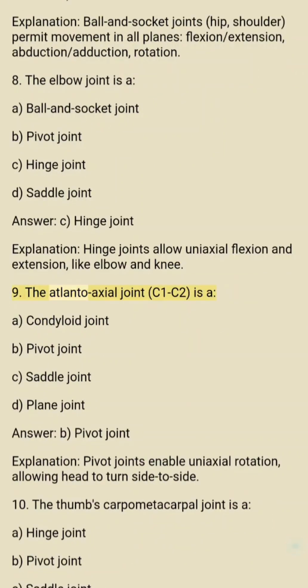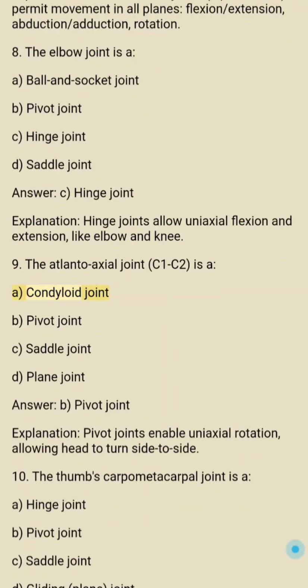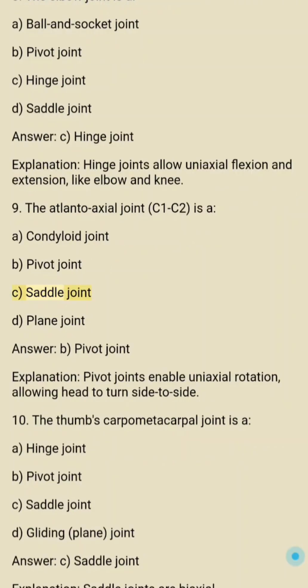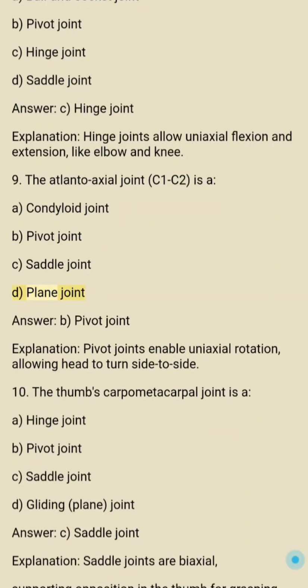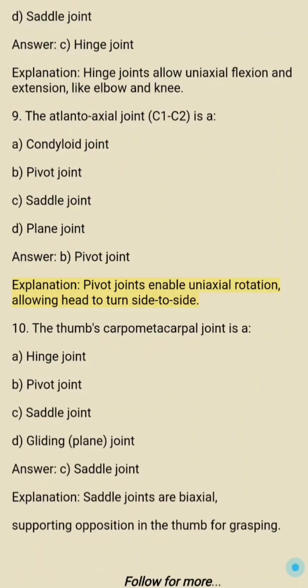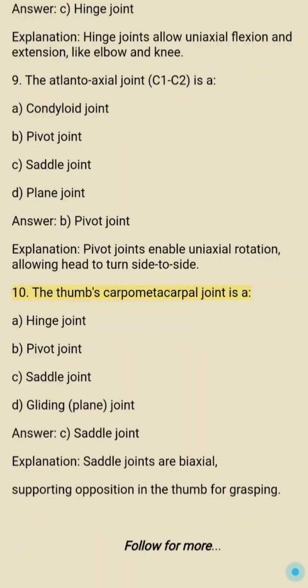9. The atlantoaxial joint C1-C2 is A. Condyloid joint. B. Pivot joint. C. Saddle joint. D. Plane joint. Answer. B. Pivot joint. Explanation. Pivot joints enable uniaxial rotation, allowing head to turn side to side.